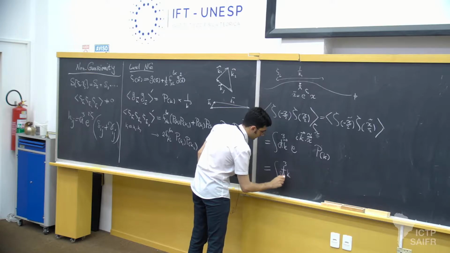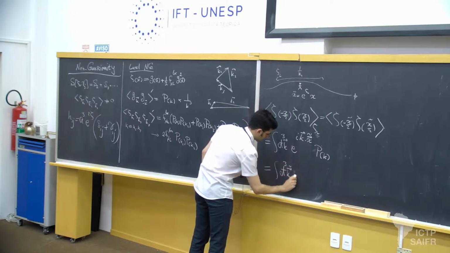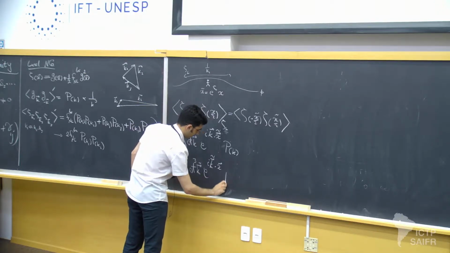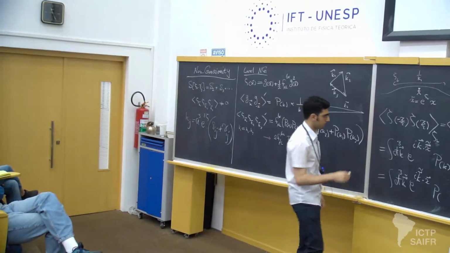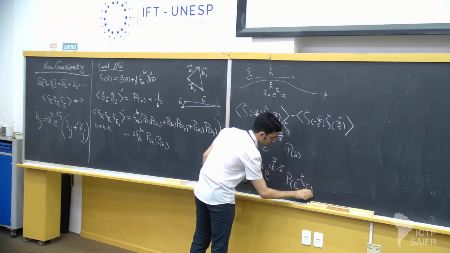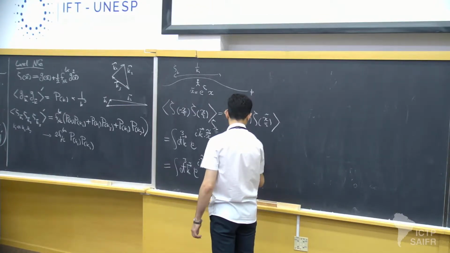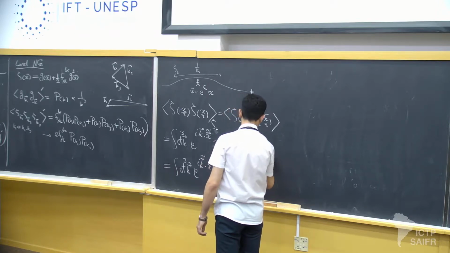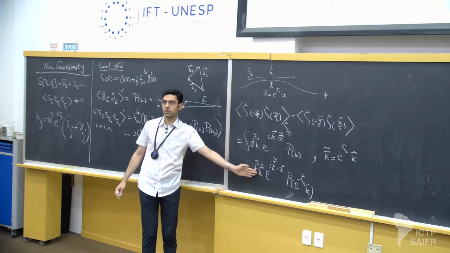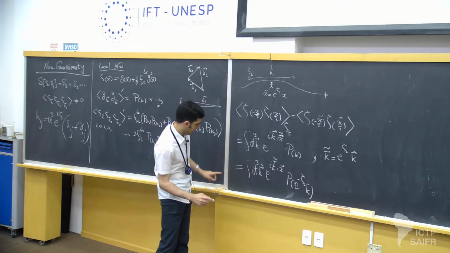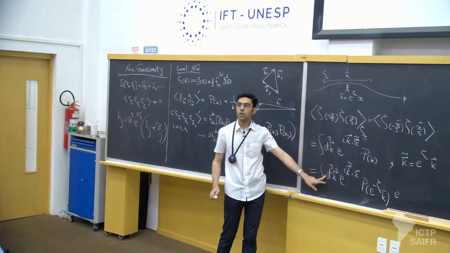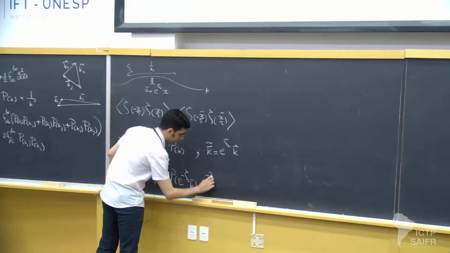d3 k tilde e to the i k tilde dot x P of e to the minus zeta L k tilde, where I define k tilde to be e to the zeta L times k. So the only thing that I did from here to here is that I just did a redefinition of k. And now I have to also put the Jacobian here. The Jacobian of the transformation, so I go from k to k tilde, I should put e to the minus 3 zeta L here.